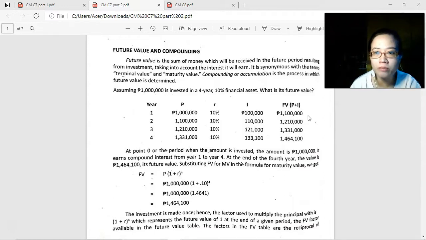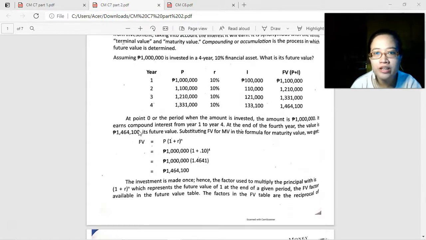1,100,000. So, since ito ay compounding, ito yung magiging basis natin on the second year. 1.1 million times 10% interest rate. Ang interest na may earn niya is 110,000. So, total niya na value for the second year is 1,210,000. Okay? And then, same process lang, third year up to fourth year. At the end of the fourth year, ang valuation na niya is 1,464,100.